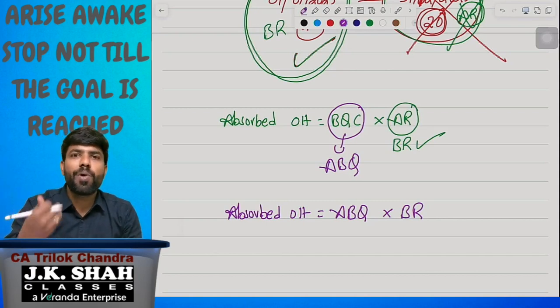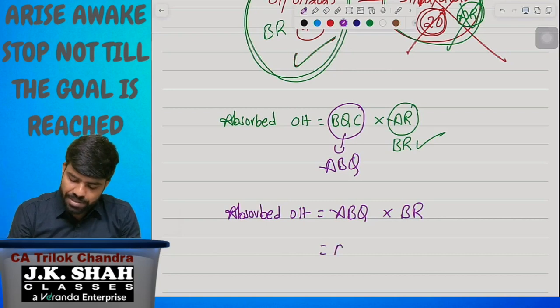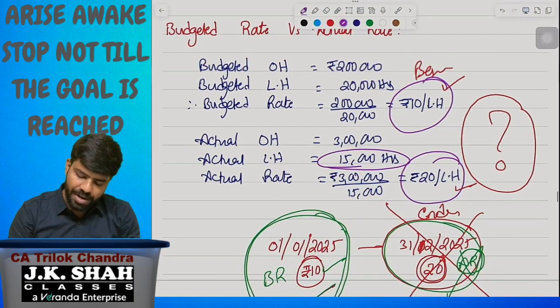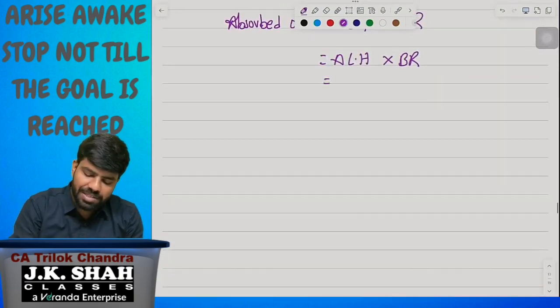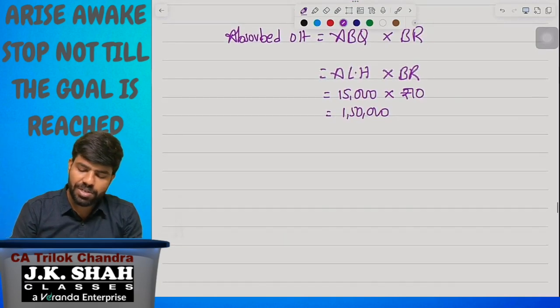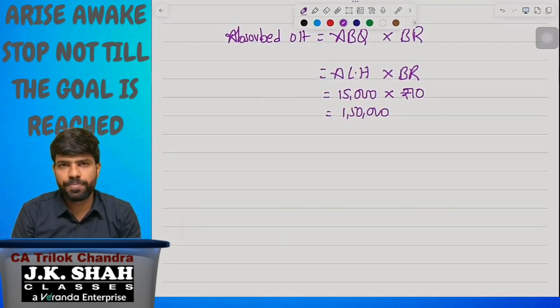According to the example, I took the labor hours as the base. So actual labor hours into budgeted rate. The actual labor hours is 15,000 hours and the budgeted rate is 10 rupees. So 15,000 hours into 10 rupees equals 1,50,000, which is the absorbed overheads.